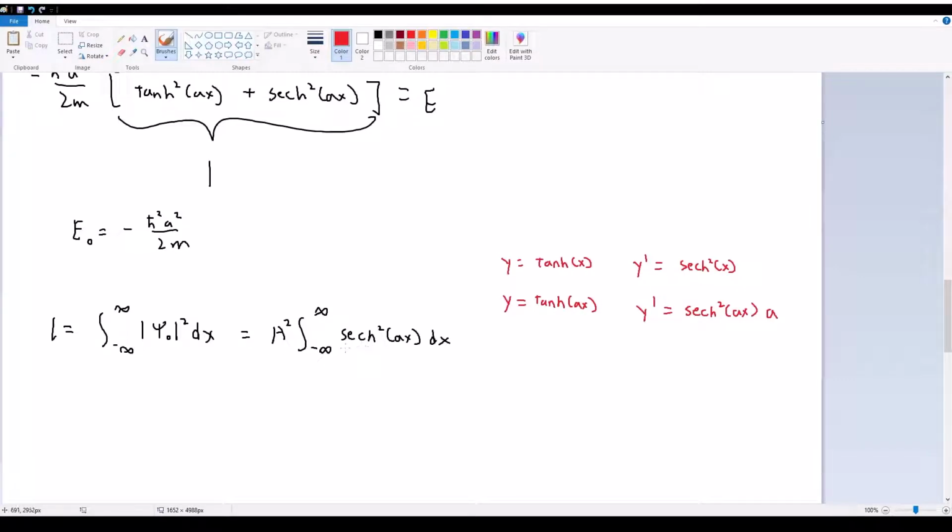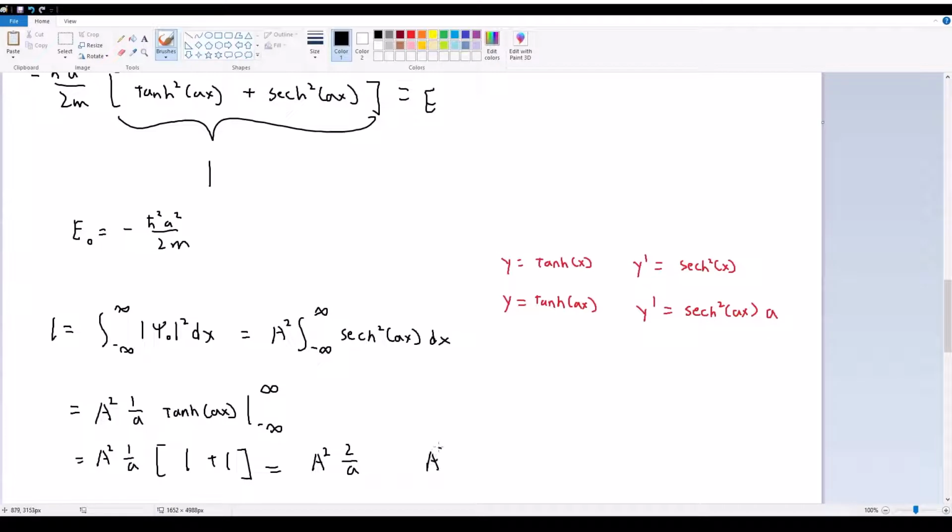So if we do that, this corresponding integral is equal to a squared multiplied by 1 over a times hyperbolic tangent of ax evaluated from negative infinity to positive infinity. Hyperbolic tangent, if you graph it out, goes to 1 and negative 1 at infinity and negative infinity respectively. So this is going to give us a squared times 1 over a multiplied by 1 minus negative 1, so plus 1. And this is just equal to a squared times 2 over a.